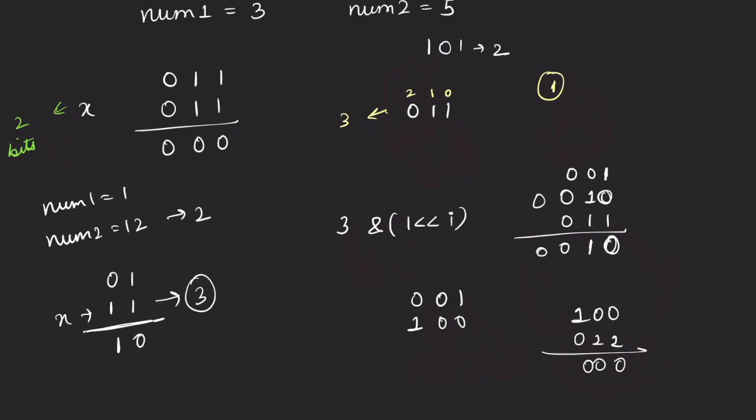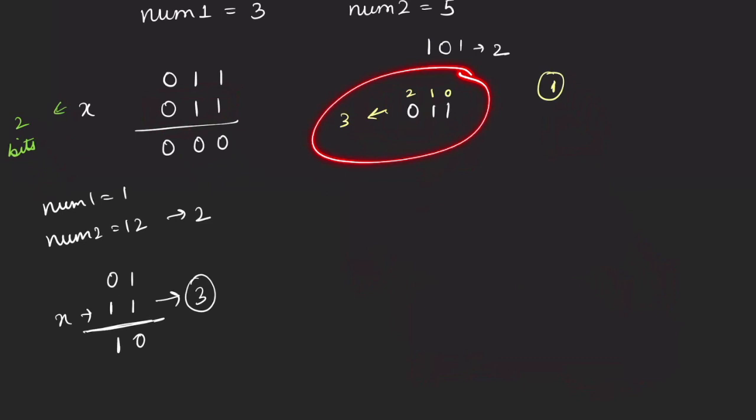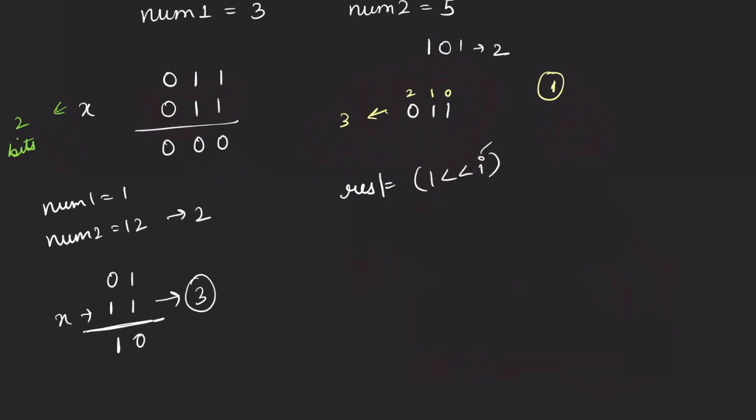And then how do we set the ith bit? In X, we need to set some bits, right? So how do we set the ith bit? Simply, in this example itself, let us suppose that I want to set this particular bit. Suppose 3 is stored in res, right? So I will do its OR with 1 left shift I. This I will be 2 in our case.